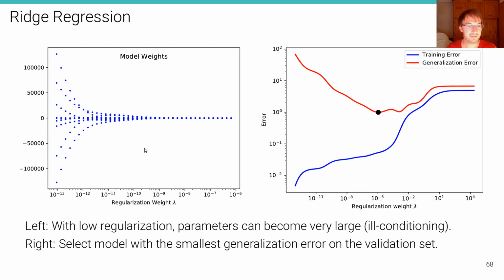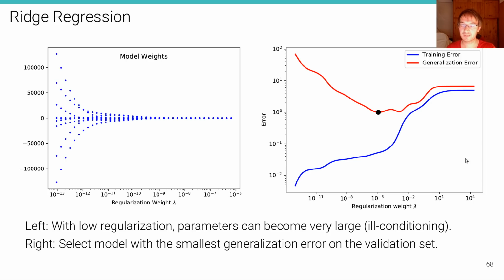What I visualized here is the model weights with respect to the regularization weight. And again, you can see that if we choose this regularizer very small, these weights wildly vary, and the magnitude of them is very large. So the problem becomes ill-conditioned. And if we increase the regularizer, the weights become smaller.